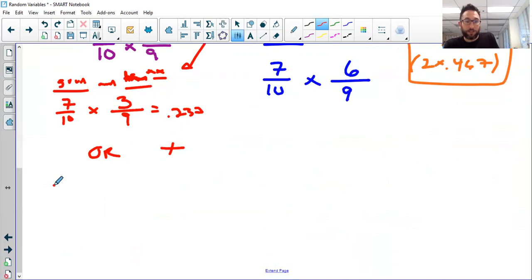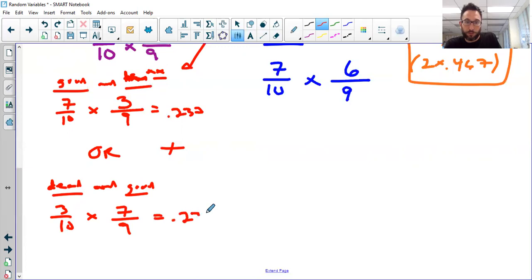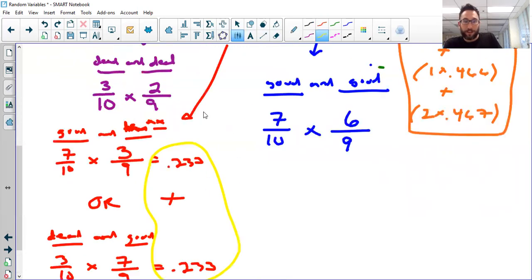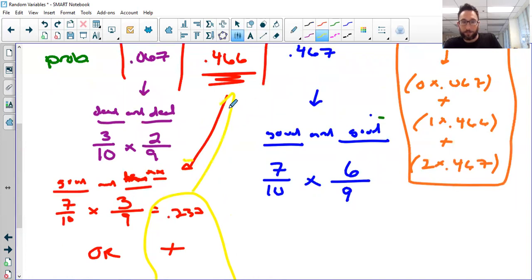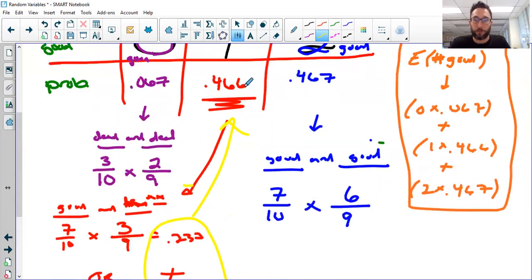But that's not the only way I could have 1 good battery. So I'm going to have to add, or the first one's dead and the second one's good. 3 dead out of 10 times, I still have all 7 good ones in there. I haven't touched those, out of 9, which is also 0.233. And if I were to add these, that's how we directly calculate that 0.466 right there if we didn't subtract from 1.